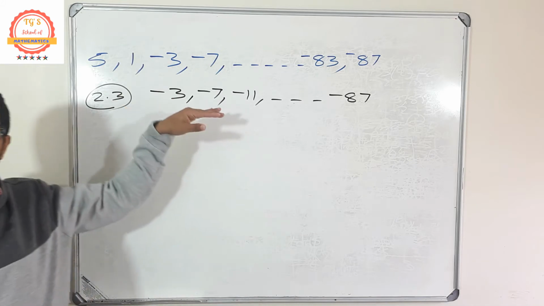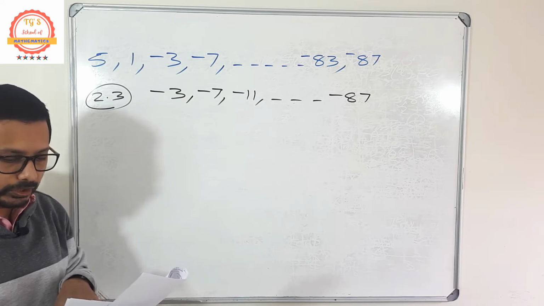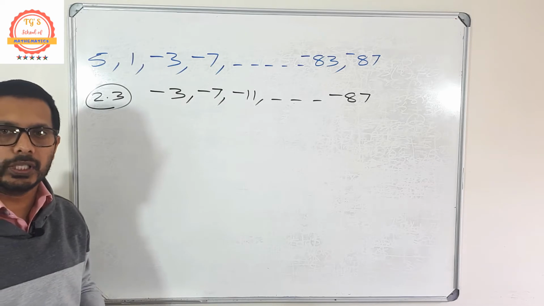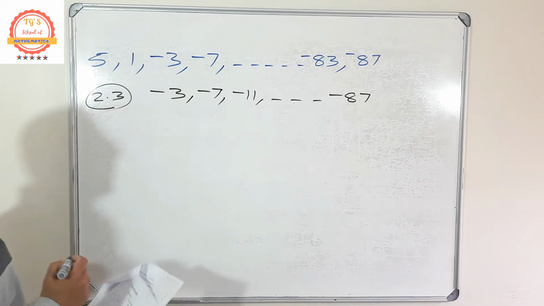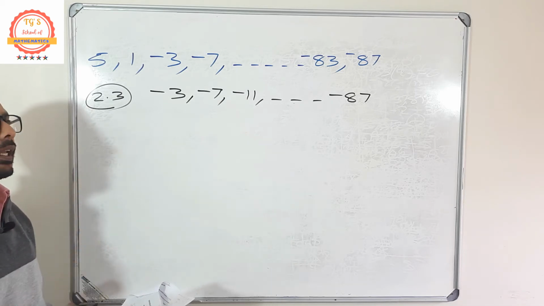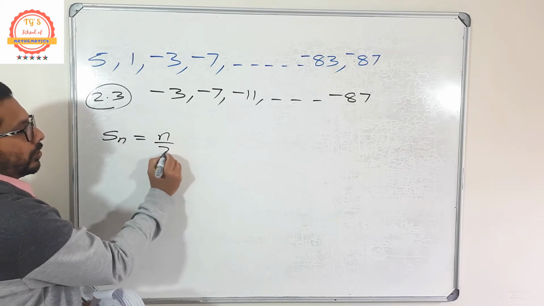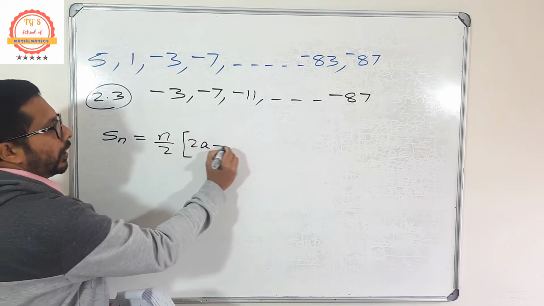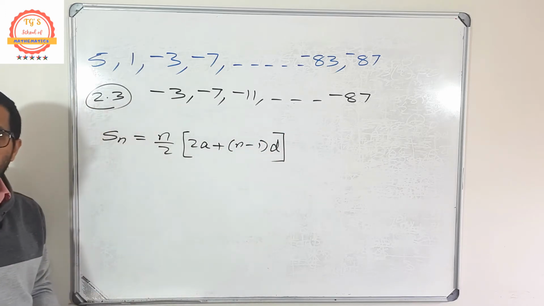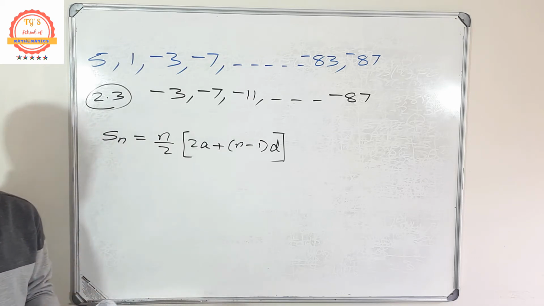So in this sequence, what is the question? Calculate the sum of all the negative numbers in the sequence. So you have to find the sum of all the negative numbers. So what is the formula to find the sum of n terms in an arithmetic sequence? You studied a formula like this: Sn is equal to n over 2 into 2a plus n minus 1 into d. Do you remember this formula? Okay, this is the formula to find the sum of n terms of an arithmetic sequence.